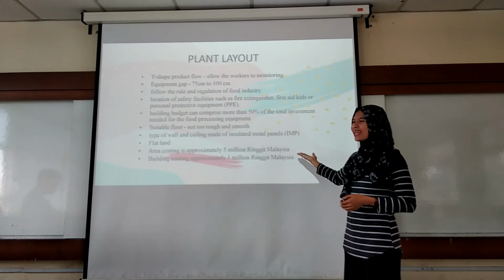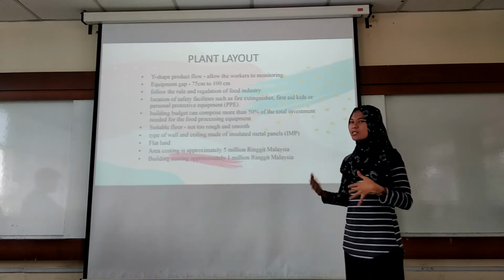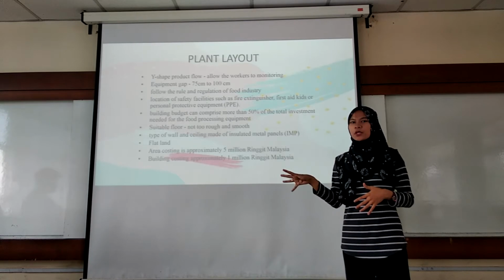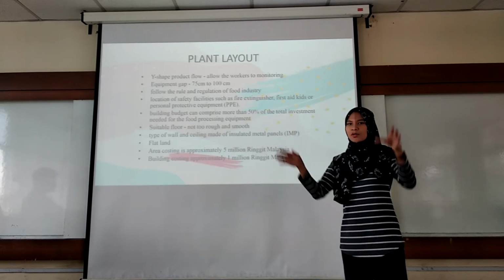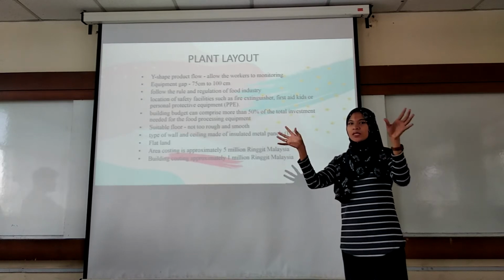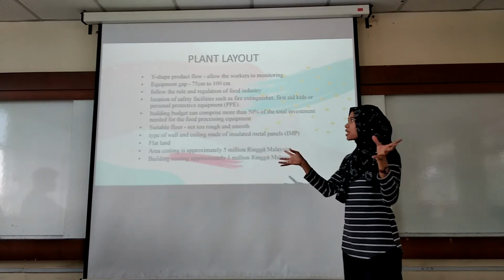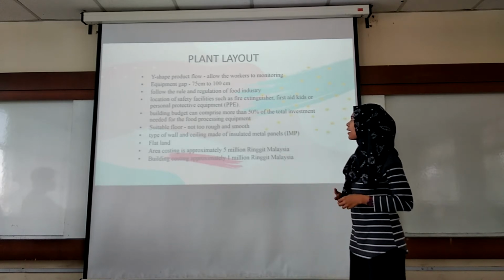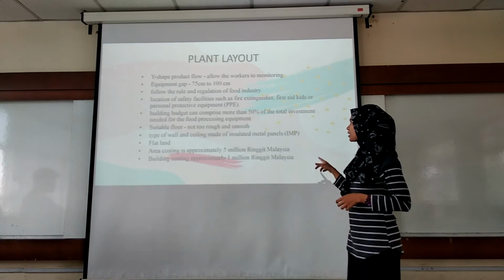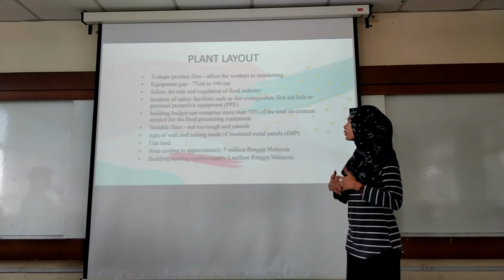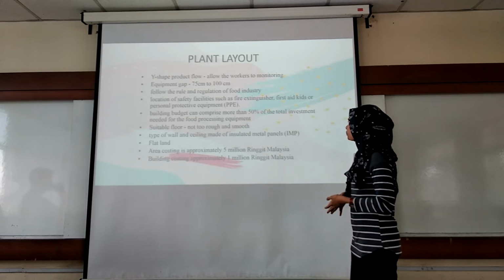Okay, so for our plant layout, we have a Y-shaped product flow which allows the workers to monitor, since we have two products, which are the biryani rice and also the kurma beef. So for the Y products, the raw materials will come from different directions. Our equipment gap is around 75 centimeters to 100 centimeters, and we also follow the rules and regulations of the food industry during our site selection.